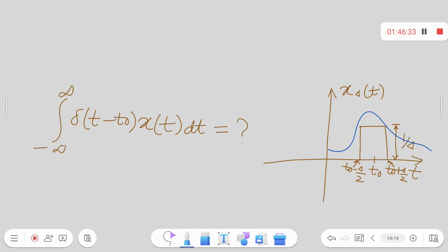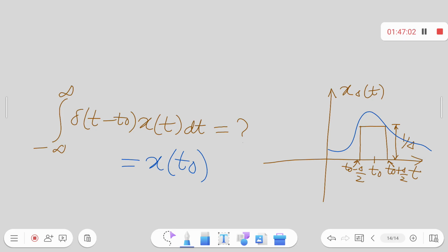That will basically capture the value of x of t at t is equal to t naught, because the area is equal to unity. We capture that area. So the integral of delta t minus t naught times x of t dt will give you basically x of t naught. That is known as the shifting property of the delta function, also known as the Dirac delta function.